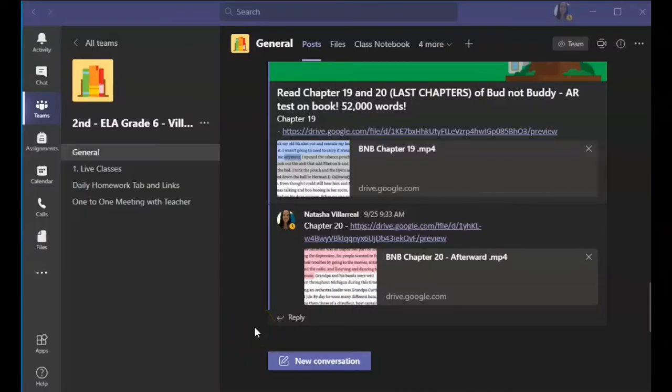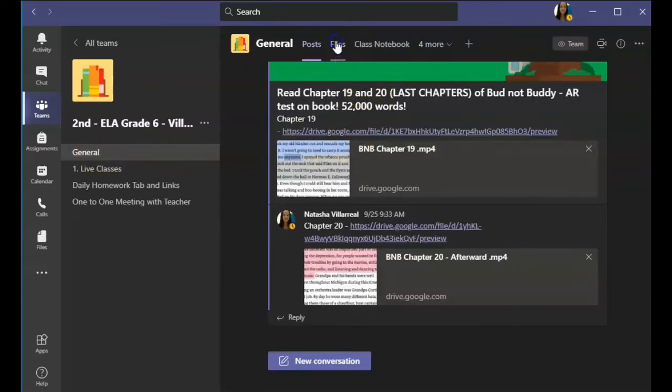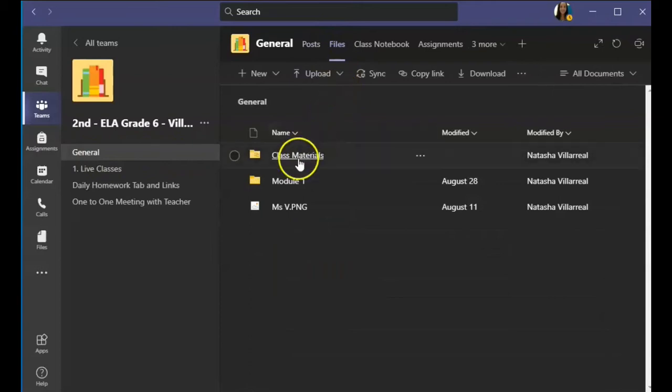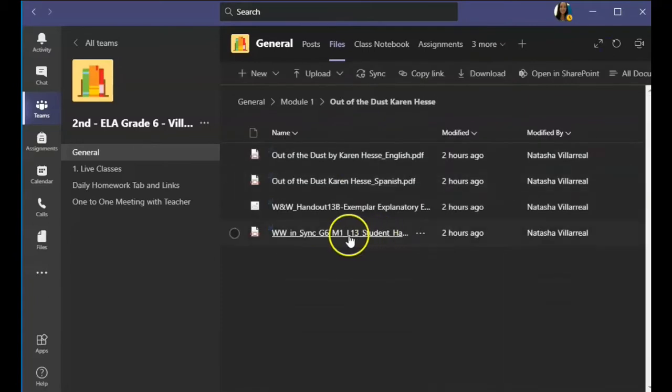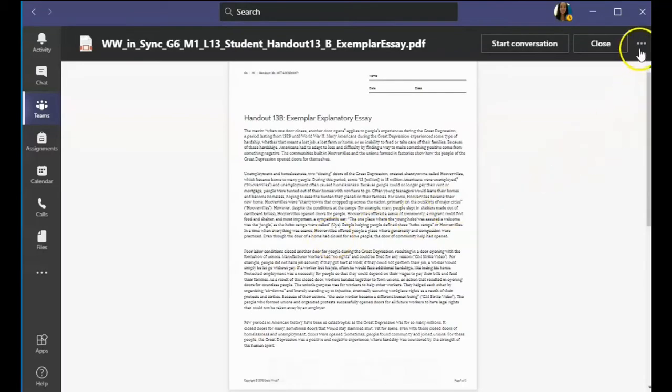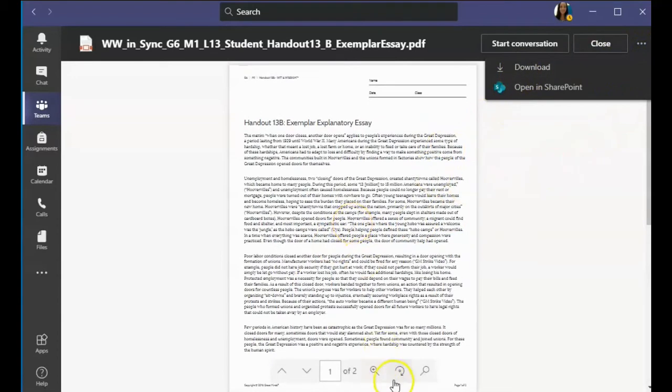I would just like to let my students know before we start going into this handout, you are able to find a PDF version in our files for your classroom. If you go into Module 1, and you click on the Out of the Dust, Karen Hess folder, there is a PDF file right here. Notice how it says Wit and Wisdom in Sync 6th grade, Module 1, L13, Student Handout 13B, Exemplar Essay. If I click on that PDF, you can download this to your computer, or you can also read from it right here.